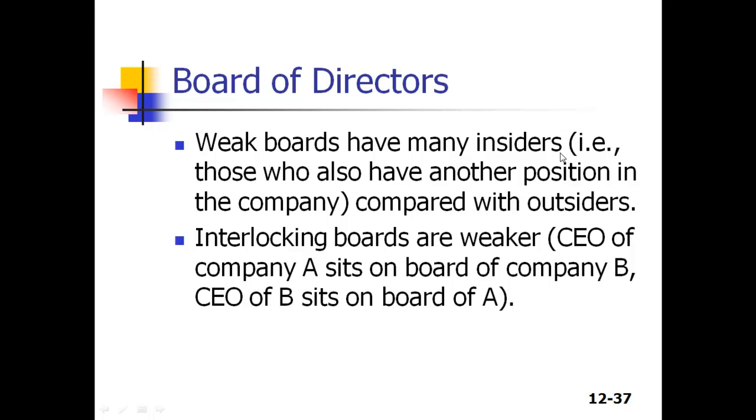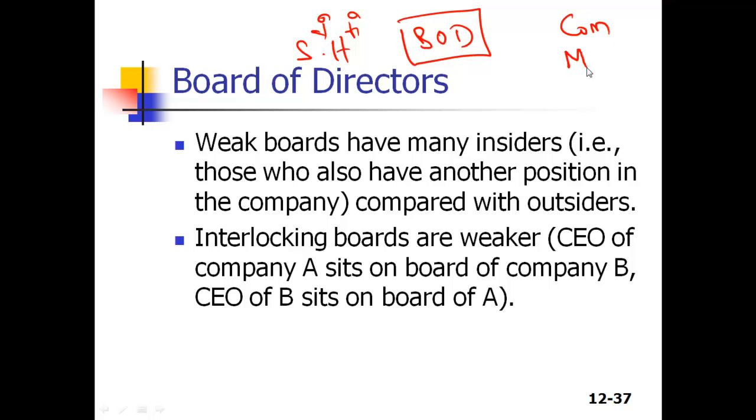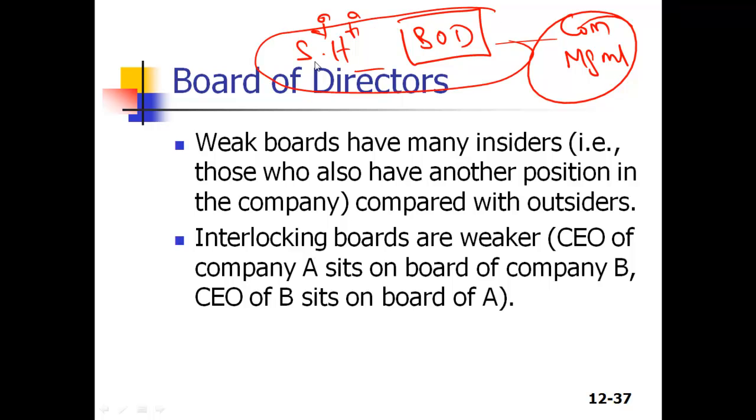So the image that you can keep in mind is, for a given company, here are the small shareholders. They are supposed to be represented by the board of directors, and then here you have company management. So the board of directors sits in between. The board of directors is supposed to represent the best interest of the shareholders, and keep an eye on the management to make sure management is doing a good job.